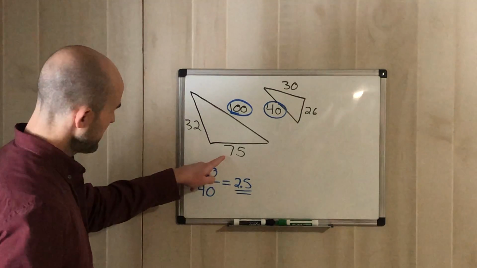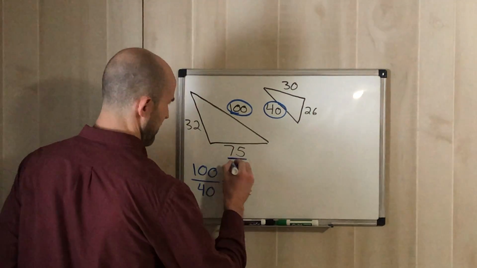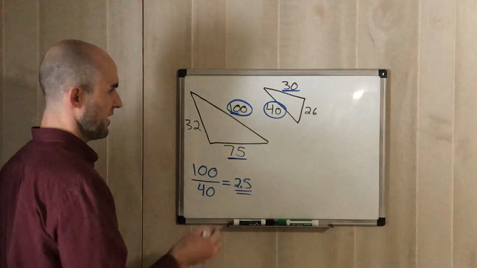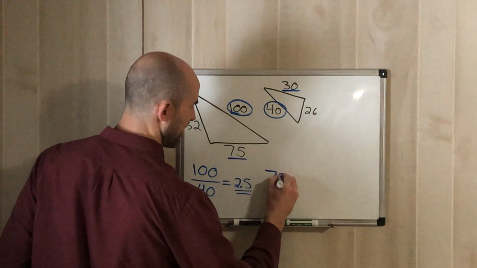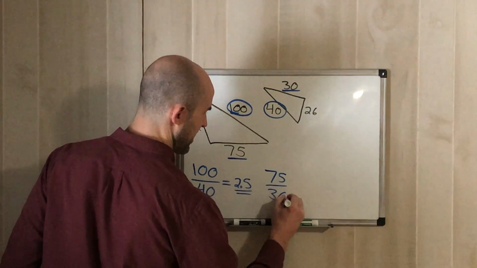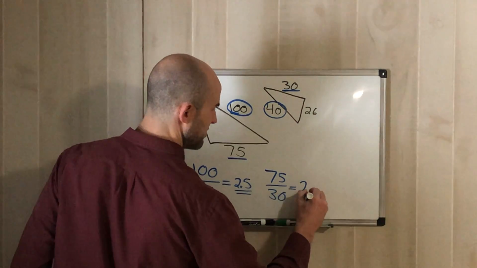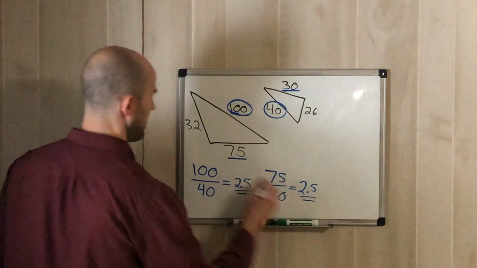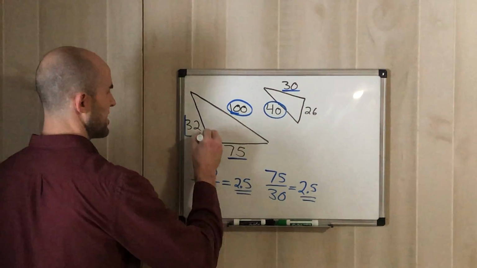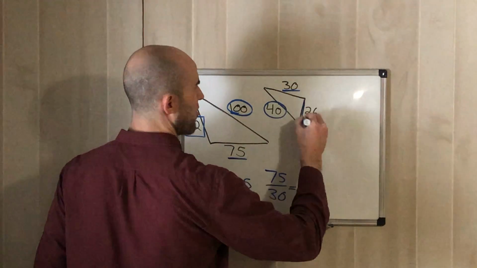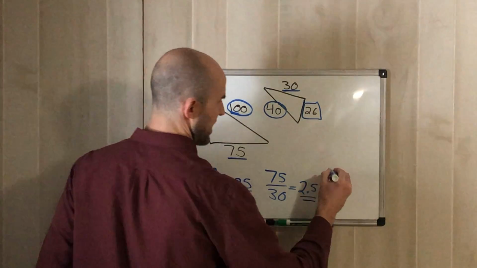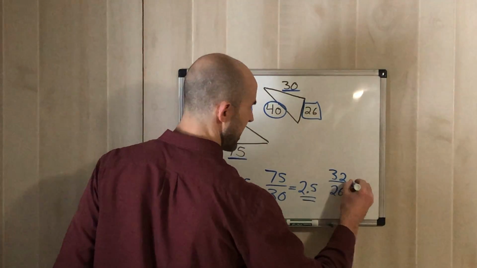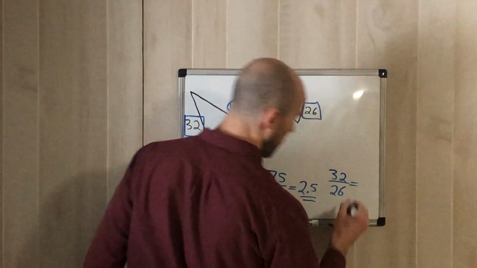Let's go with the middle side. We have a 75 here and we have a 30 here, right? That's the second biggest. So if we do 75 divided by 30, it's going to end up giving us, same thing, 2.5. Now let's look. The smallest side here is 32, and the smallest side here is 26. If we do 32 divided by 26, it gives us 1.23.